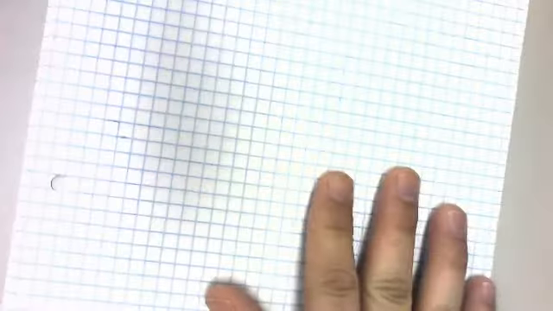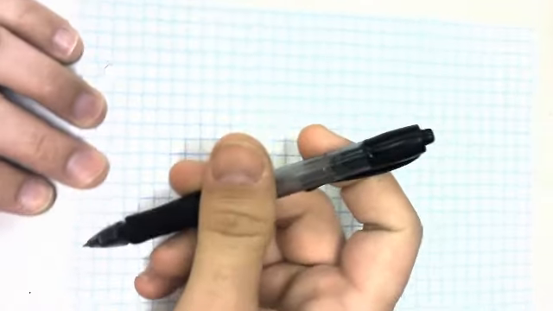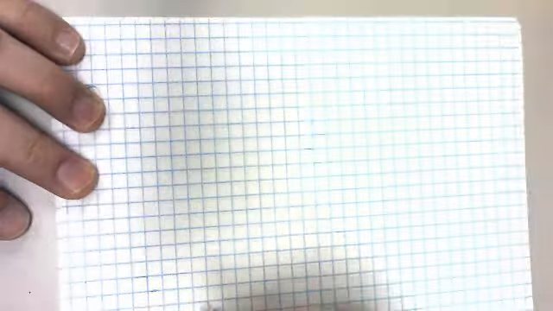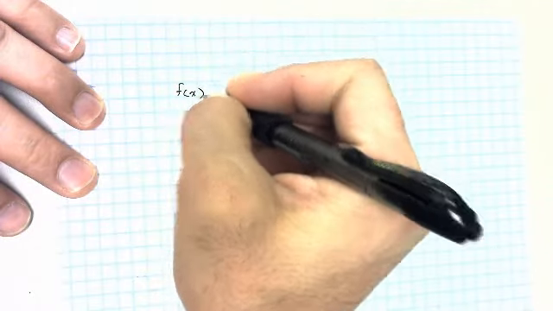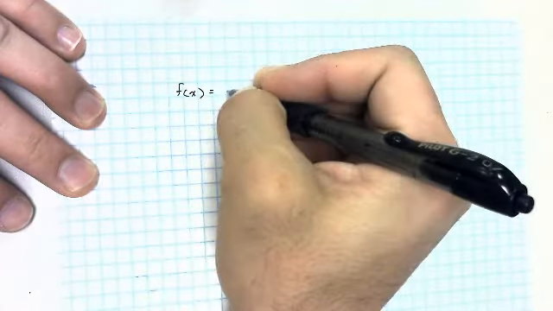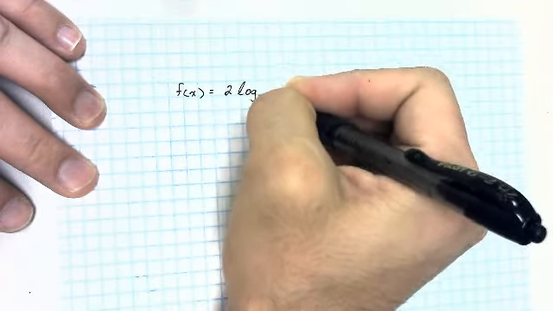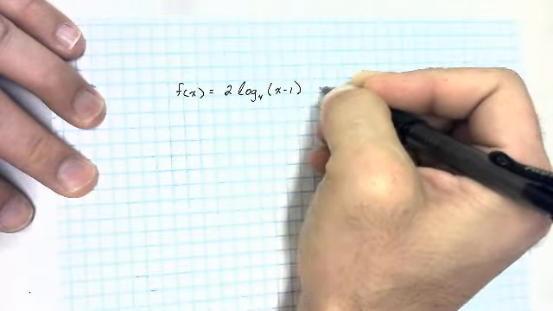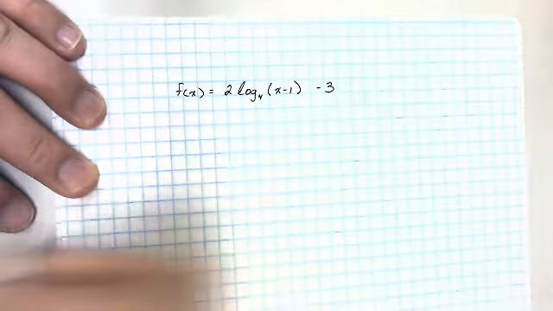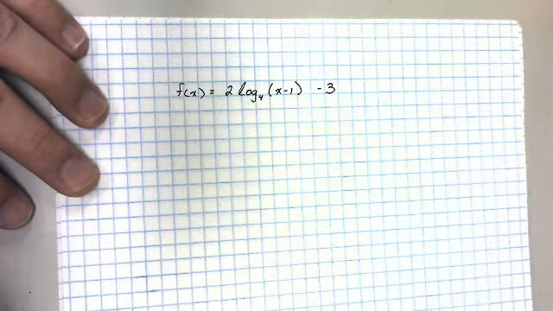Okay, so in this video we're going to take a look at graphing, specifically graphing a logarithmic function. For example, we could end up with a function that looks like the following: f of x equals 2 times log base 4 of x minus 1, minus 3. My goal at the end of this video will be to graph a function that looks like that.